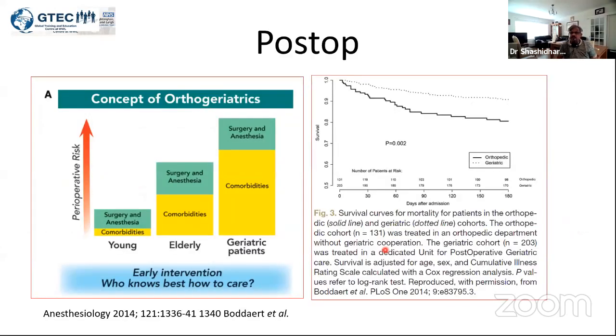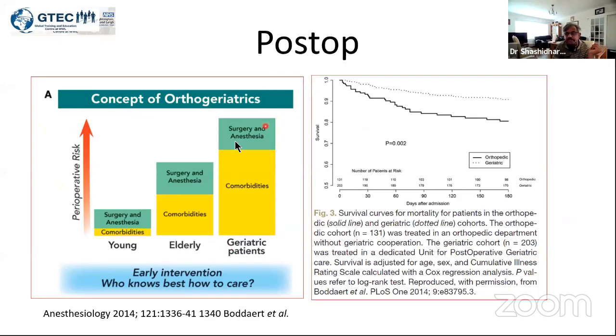I think I'm near the end. I think the biggest difference in mortality is because of the teamwork. The teamwork consists of, and it's important we remember, that orthogeriatricians are a very important part of this. I'll come to why they are important. Get the orthogeriatricians involved early.